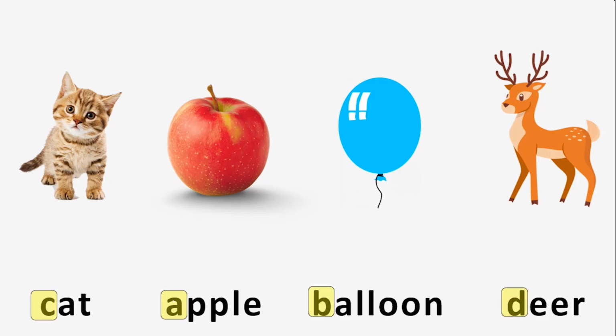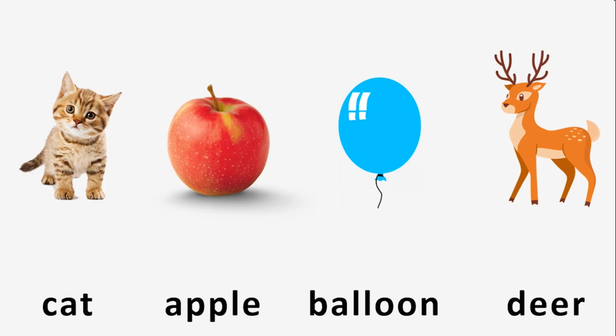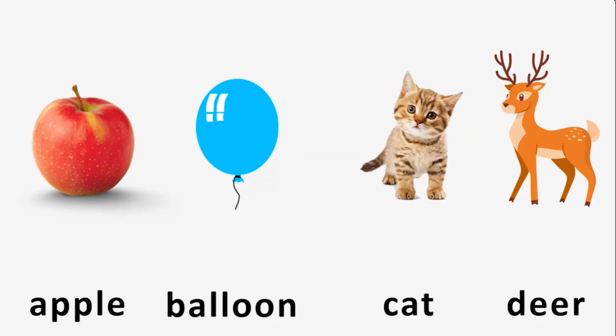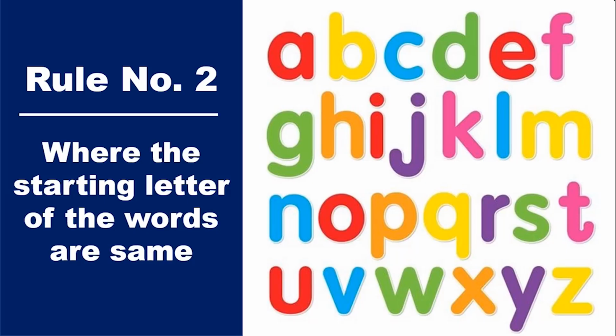So now when we want to arrange these 4 words, cat, apple, balloon and deer in alphabetical order, it will be like this. Apple will come first, followed by balloon, then cat and deer. So this is the first rule of alphabetical order. When the starting letters of the words are different, then you have to arrange them in alphabetical order. Okay, see the starting letter and read the ABCD and then you arrange it. Okay, as to which word will come first, which will come second, which will come third, which will come fourth, like that. Now let's go to rule number 2.